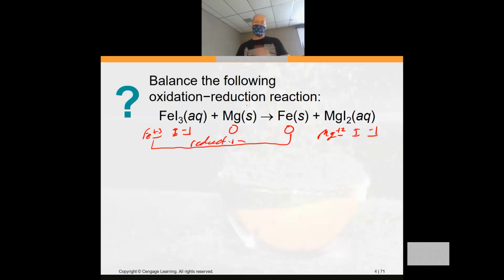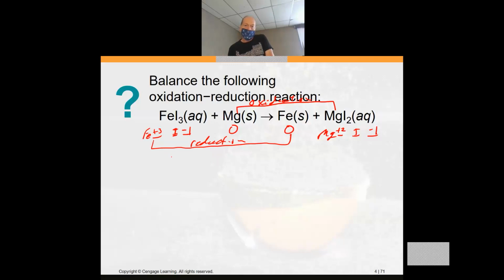All right, we see that our magnesium's oxidation number is going from 0 up to +2. It is increasing oxidation. This is oxidation state. That is our oxidation. So the iron +3 is reduced down to iron 0. Your magnesium 0 is oxidized up to magnesium +2. In any balanced oxidation reduction reaction, you have to have your electrons be the same gained as lost.